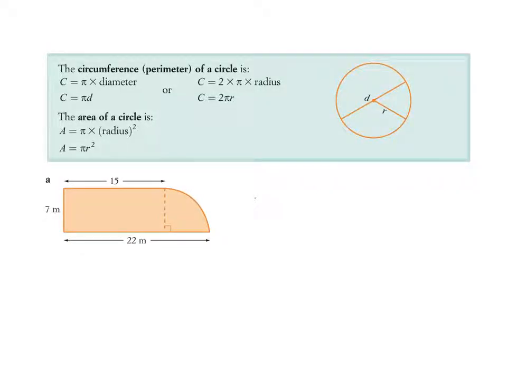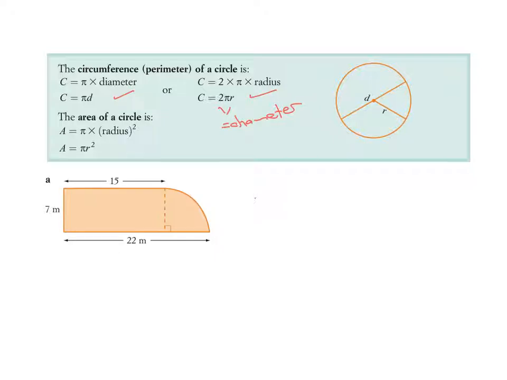Okay, welcome to Area of Circles. Formulas you need to remember: to find the circumference of a circle, you can use either pi d or 2 pi r. Are they different formulas? No, it's just that two radiuses happen to equal a diameter. So it's a case of you choosing whichever one you prefer.